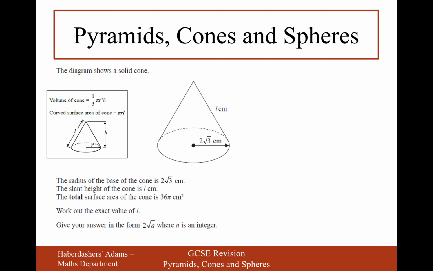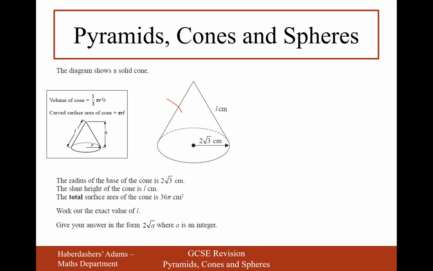Okay, so in this question it says the radius of the base of the cone is 2√3, the slant height of the cone is L, and the total surface area of the cone is 36 pi. Work out the exact value of L, giving your answer in the form 2√a. So what we need to work out first is an expression for the surface area.